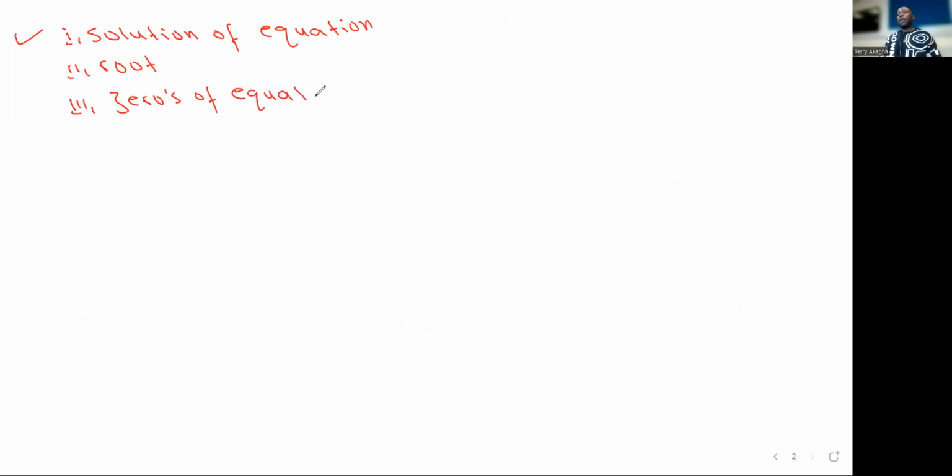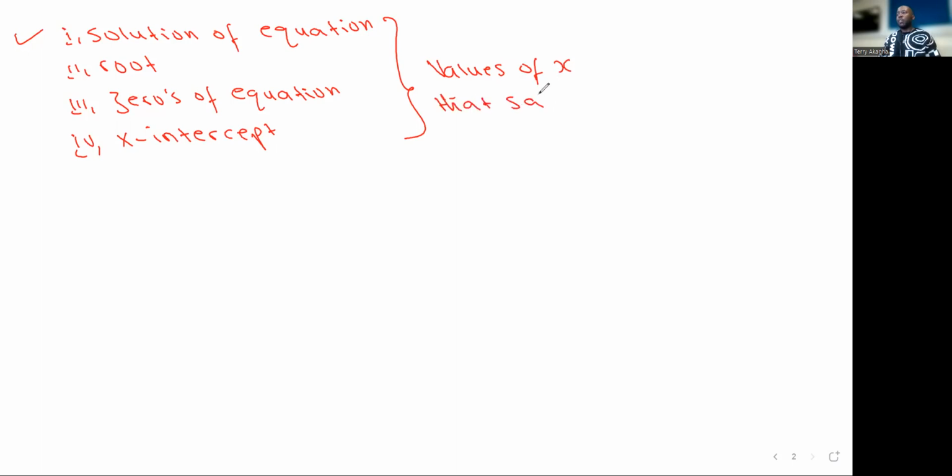Then in some cases, when you solve, it's sometimes called the x-intercept. So these are several names that the solution can come in. These are the values of x that satisfy the equation.